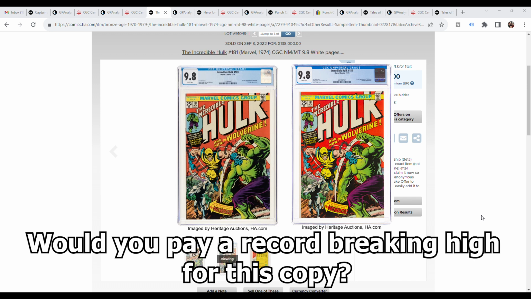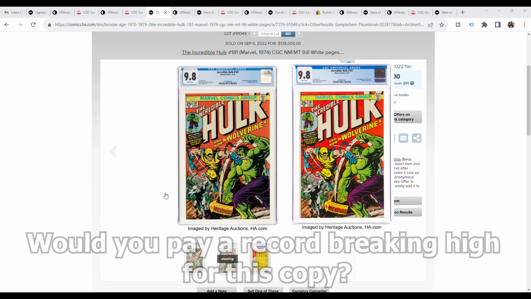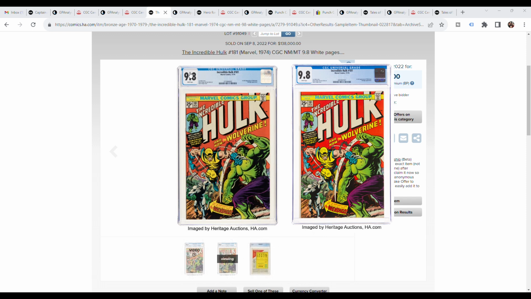I mean, you always hear people talk about buy the book, not the grade. Well, that's just not what happens. I mean, this person absolutely bought the grade and not the book, because this is not a well-presenting copy of this book. So why would it possibly demand such a high premium?